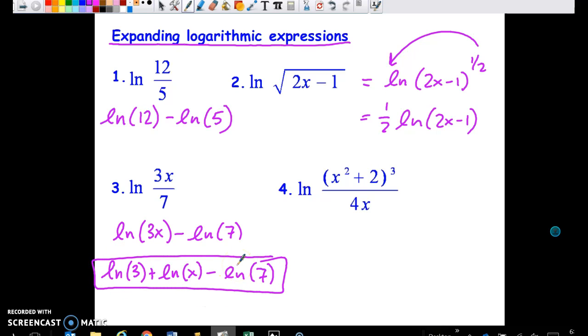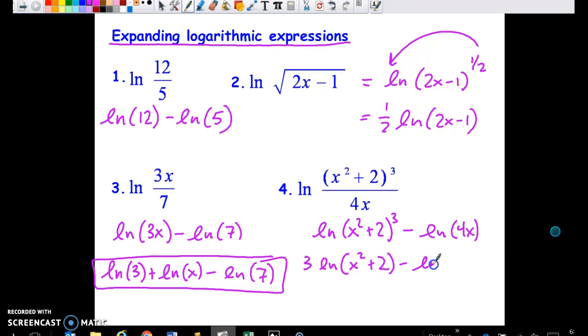Over here we have a more complicated one, so we'll first do the quotient. Natural log of x squared plus 2 to the 3rd power minus the natural log of 4x. We're going to bring that 3 down. We have 3 times the natural log of x squared plus 2 minus the natural log of 4. And again, I can separate the 4x out into natural log of 4 and natural log of x. Notice I'm subtracting both of them.